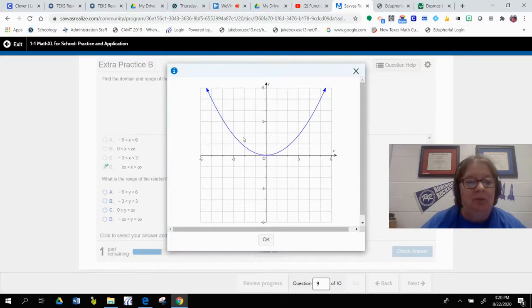Yes. Why is it not this one? Between -infinity and +infinity, that means all real numbers. But this one stops at 0. There are no y's below. That's why it's not that one.